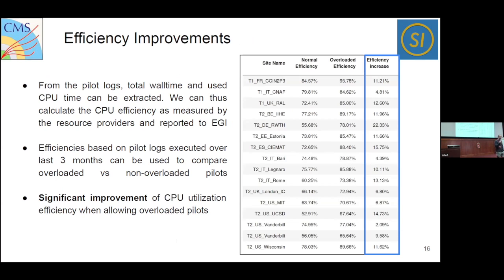We ask for support for whole node also for the future, because for whole node you don't know how many cores you have. So we asked the developers to add this information in the pilot log so we can compute the efficiency also for the whole node. This is data from the last 3 months.